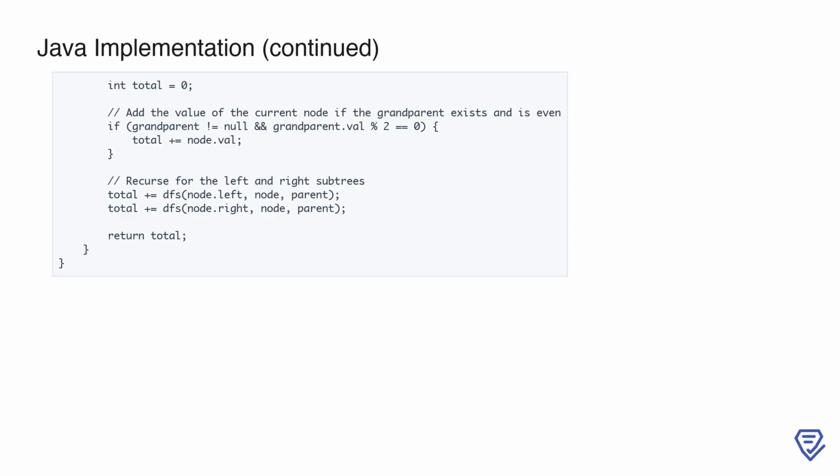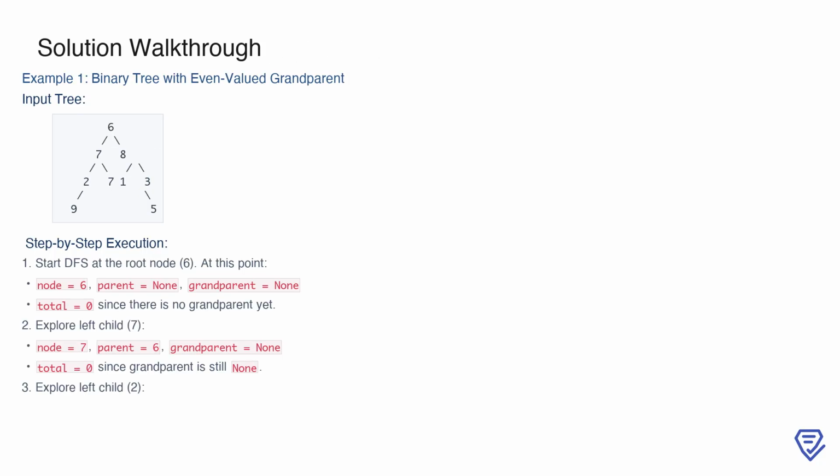By combining these recursive calls, we ensure that the entire tree is traversed, and all nodes with even-valued grandparents are considered in the final sum. Here, we begin by examining a binary tree where some nodes have even-valued grandparents. The process starts with a depth-first search, or DFS, beginning at the root node, which is 6. Since the root has no parent or grandparent, there's no contribution to the total sum at this point.